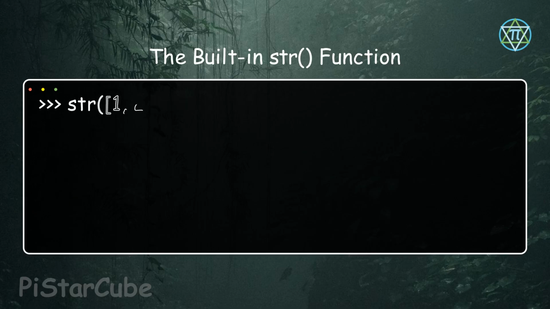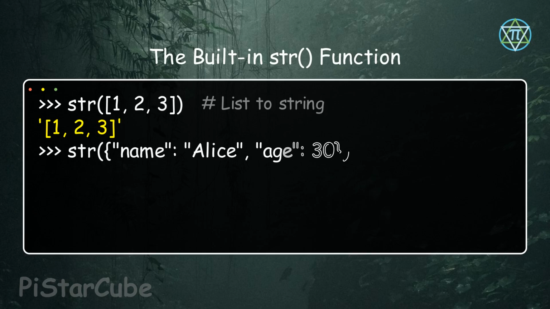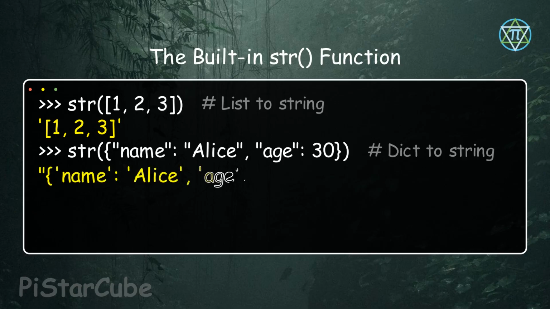Lists and dictionaries work too. For example, when you pass a list to the str function, it gives you the string version of that list. And the same thing is with dictionaries. When you pass a dictionary to the str function, it returns a string version of that dictionary. This is really handy when you want to display data or store it as text, for example, when printing results to the screen or to a file. In short, str is a quick way to turn almost anything into a readable string.